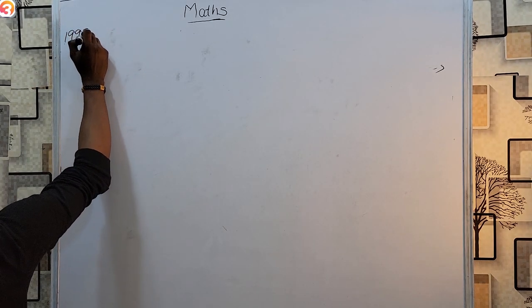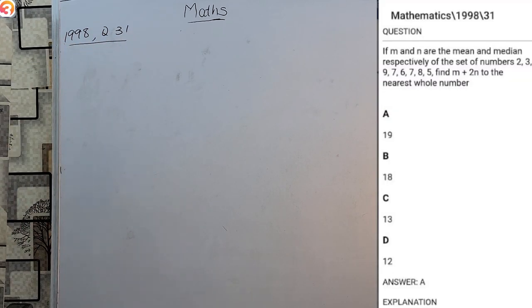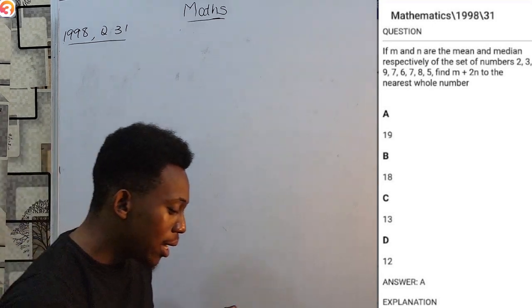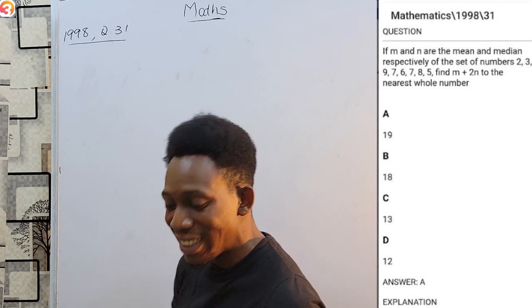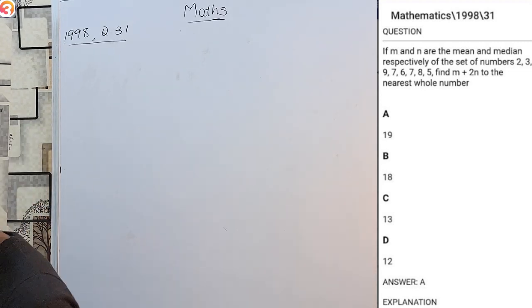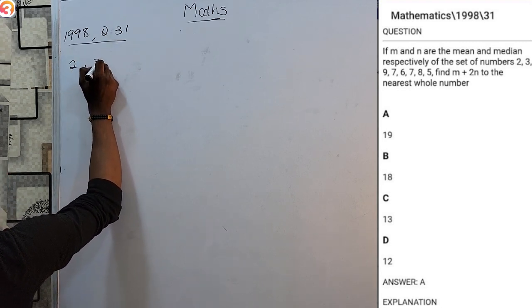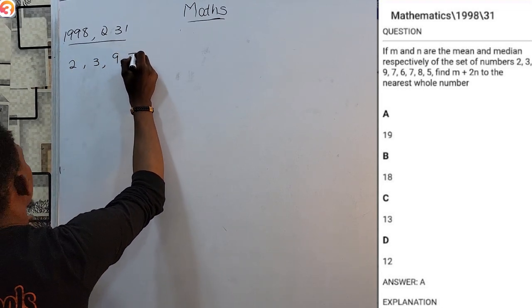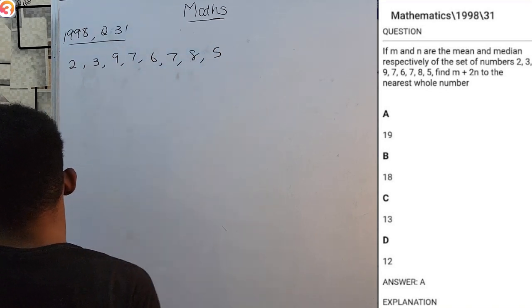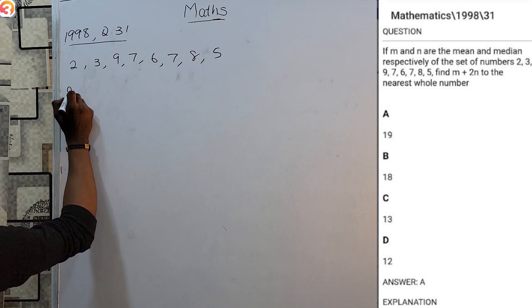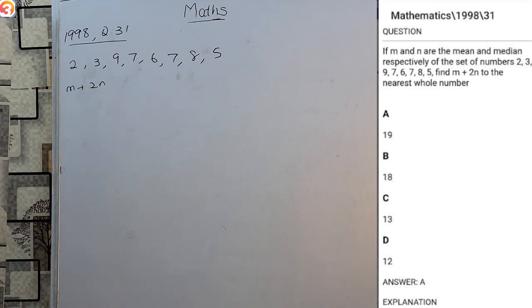Now we are at 1998, looking at question 31. We are told, if M and N are the mean and median respectively of the set of numbers, and the set of numbers is 2, 3, 9, 7, 6, 7, 8, 5, we have to find M plus 2N. M is mean, N is median.